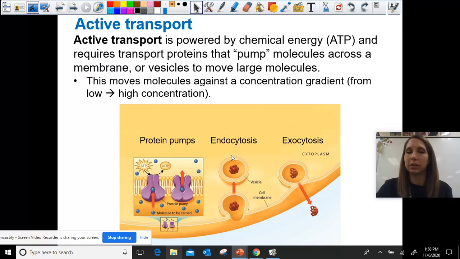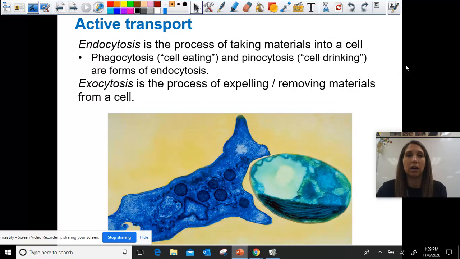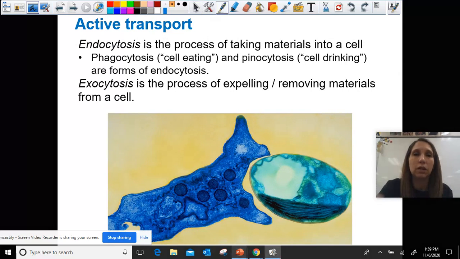We have endocytosis and exocytosis, which are two things we're going to look at on the next slide. But notice we've got our Latin roots right here, endo meaning inside. This is a movement of molecules into a cell. And exo meaning out or outside. This is the movement of things out of a cell. Both of those processes require the use of vesicles. So vesicles are used in this process.